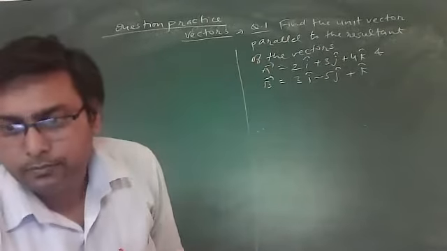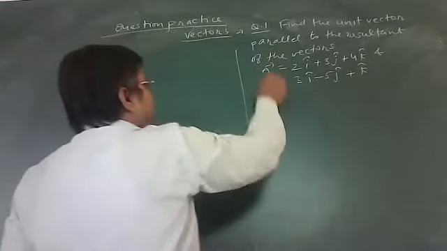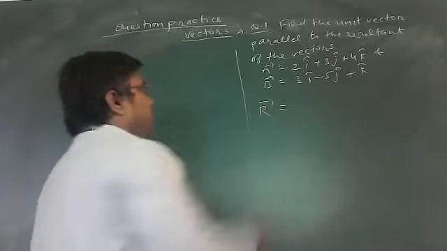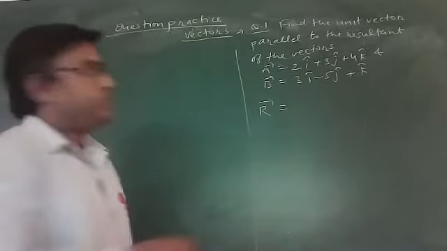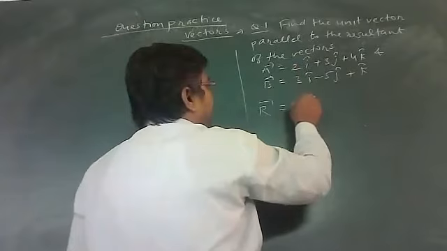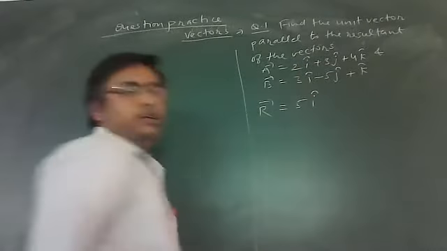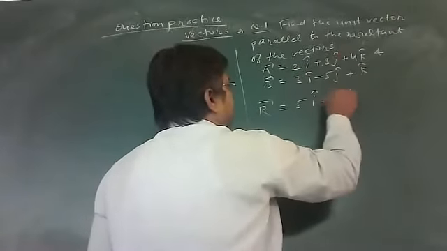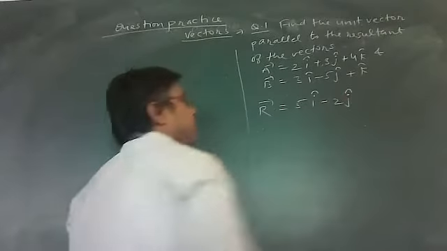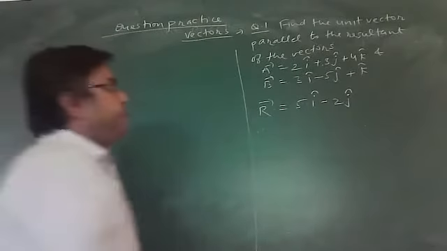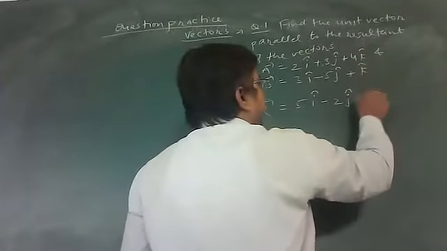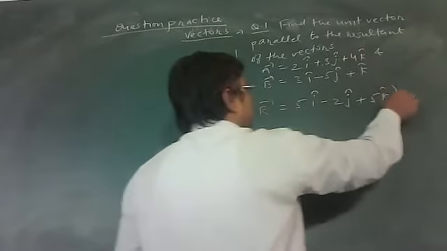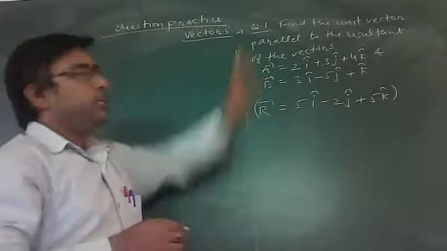Quick, solve it. First, I will find out the resultant of these two vectors. I will just add these two vectors. 2i cap plus 3i cap, I will get 5i cap. Then 3j cap minus 5j cap, you will get minus 2j cap. Then plus 4k cap plus k cap, you will get 5k cap. So this is the R vector, the resultant of these two vectors.